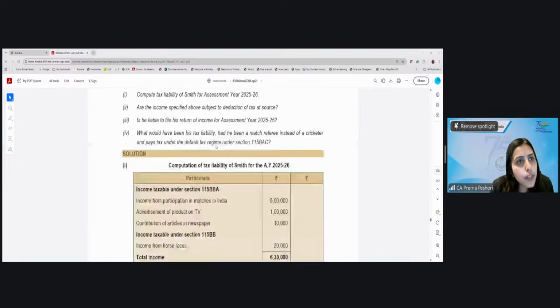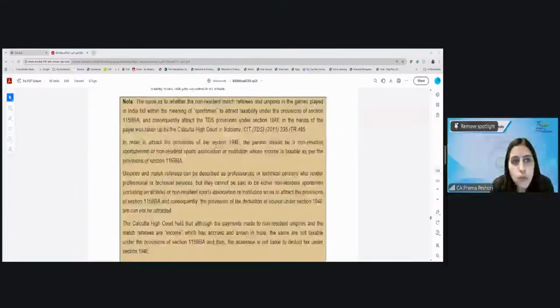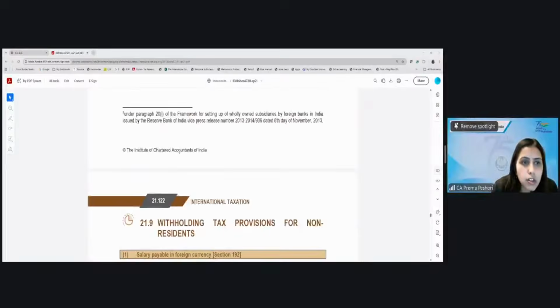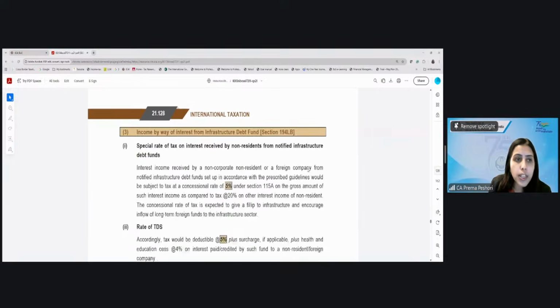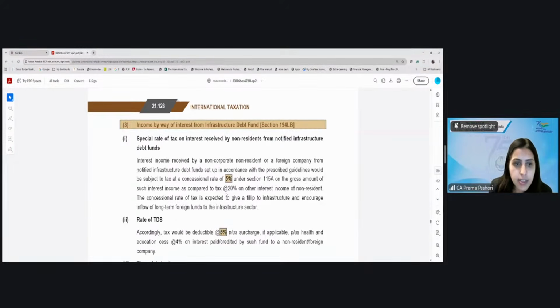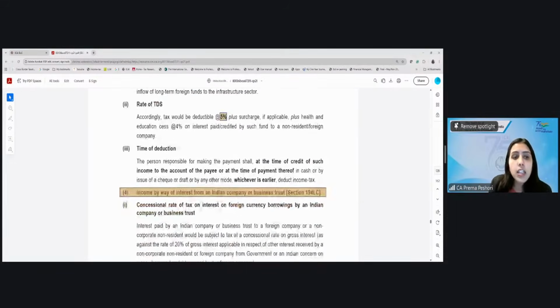Okay, now let us move to the TDS aspect. What are the TDS provisions applicable for a non-resident? So as I said, in respect of salary, you have 192, which is applicable. So even if the employer is a non-resident, employee is a non-resident, if he derives the salary for the services rendered in India, the TDS under 192 is applicable, right? Then you have the TDS on the interest from the infrastructure debt fund under 194 LB, which is 5% plus the surcharge and cess. Then income by way of interest from Indian company or business trust.